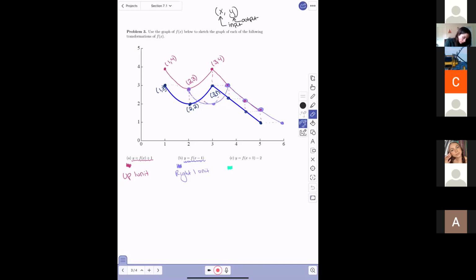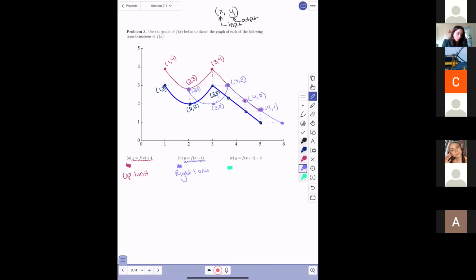Again, if we just look at the points that I just drew for the new graph, the purple graph, we again have the point 2, 3. We have the point 3, 2. We have the point 4, 2, and something a little below 4, 1.